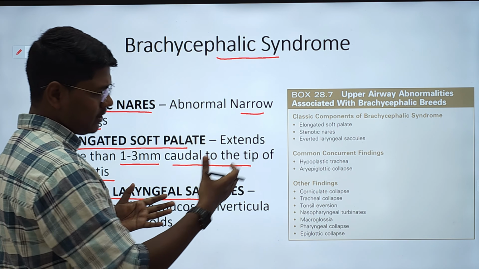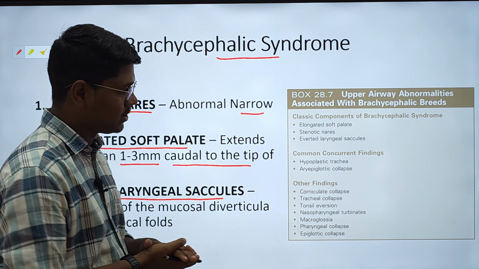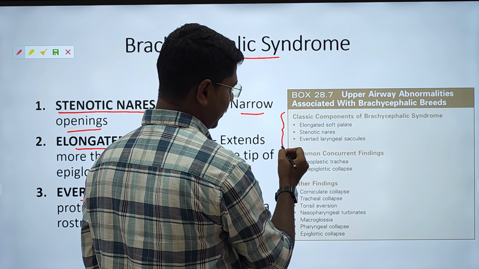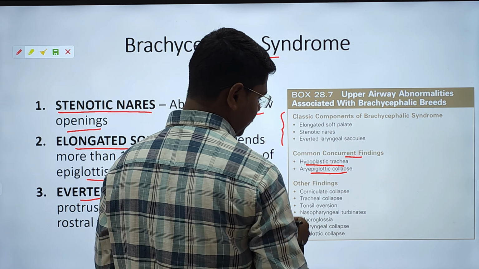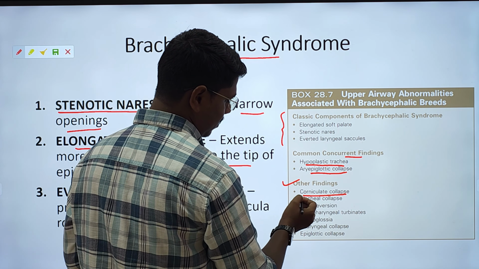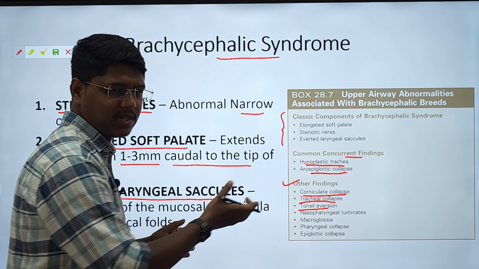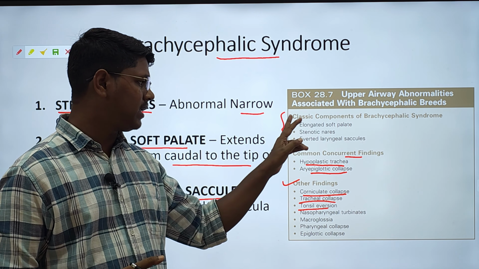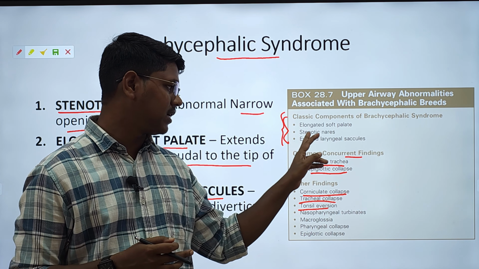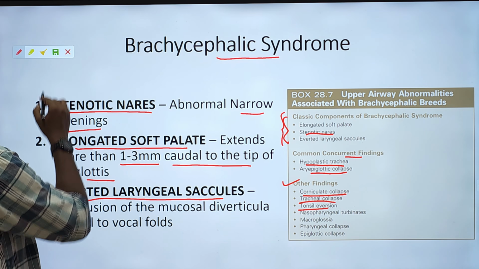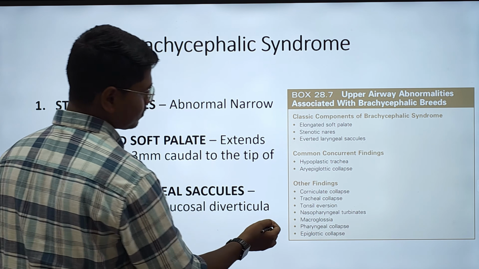Apart from that, there are other findings which may occur in association with Brachycephalic Syndrome. These 3 are the primary or classic components. Other concurrent findings may be hypoplastic trachea, aryepiglottic collapse, cuneiform cartilage collapse, tracheal collapse, tonsil eversion. You can take a screenshot of all those things. All those can be found, but more importantly, these 3 are classic: elongated soft palate, laryngeal saccules, and stenotic nares. These are the primary symptoms or syndrome. That is why it is a syndrome, basically symptoms.